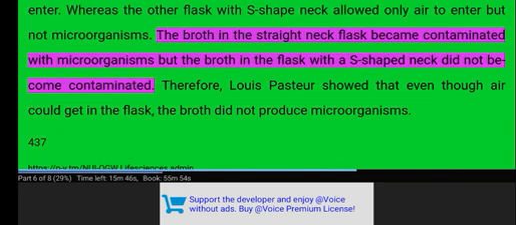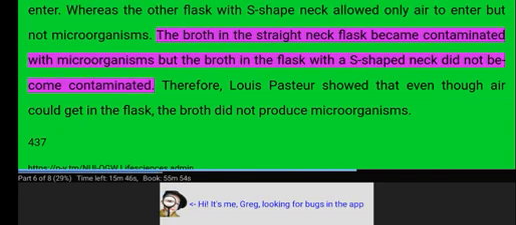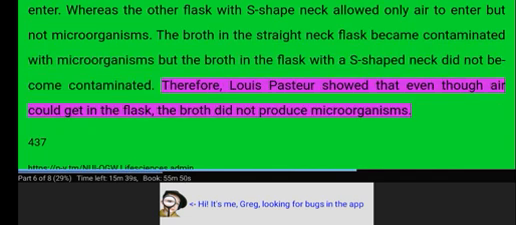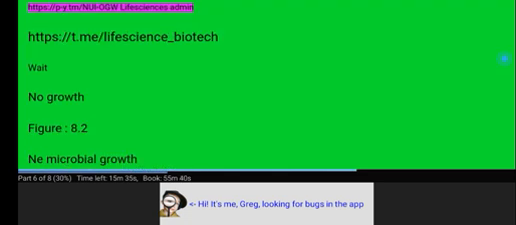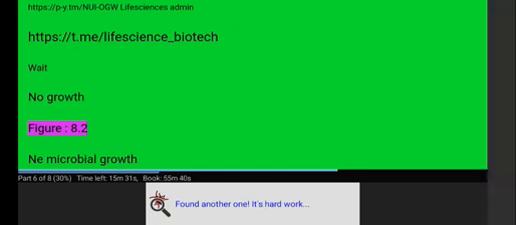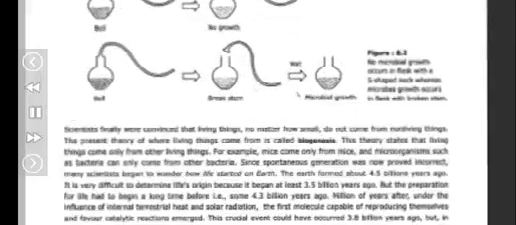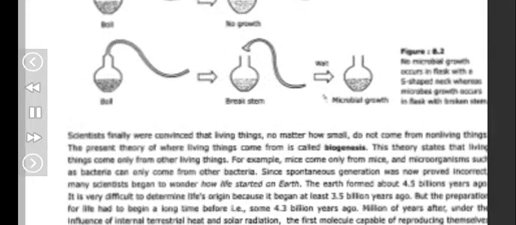The broth in the straight neck flask became contaminated with microorganisms, but the broth in the flask with an S-shaped neck did not become contaminated. Therefore, Louis Pasteur showed that even though air could get in the flask, the broth did not produce microorganisms. Figure 8.2. No microbial growth occurs in the flask with an S-shaped neck, whereas microbial growth occurs in the flask with a broken stem.